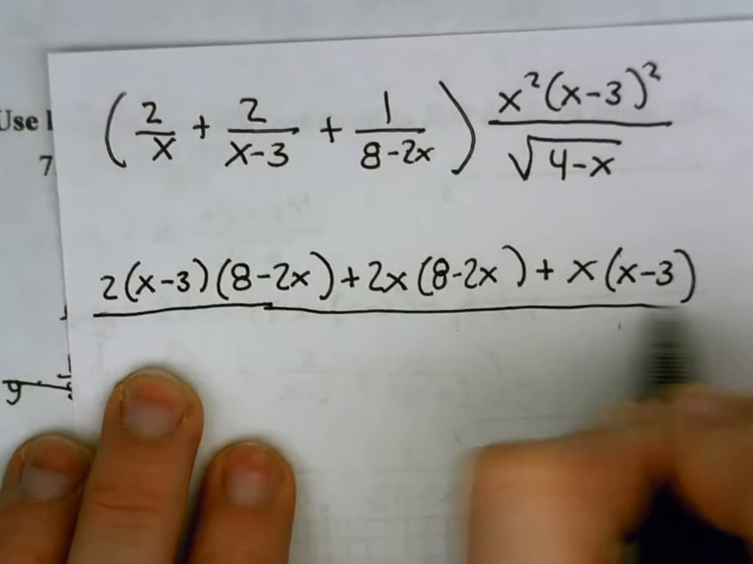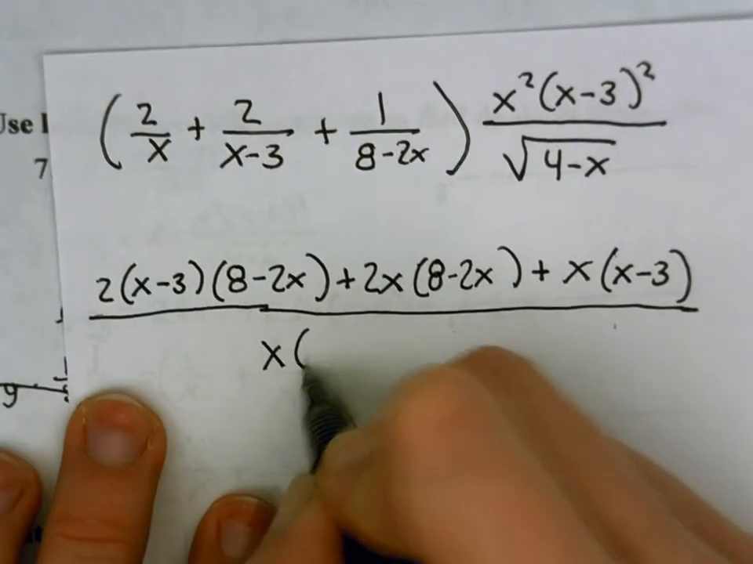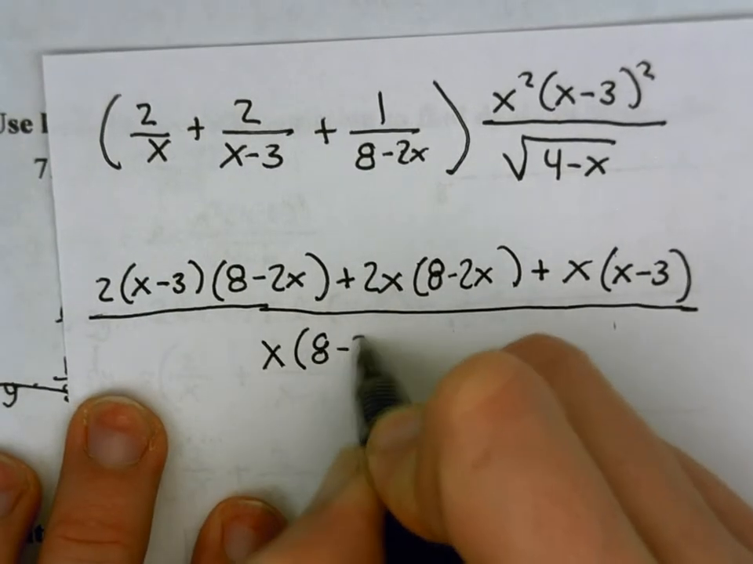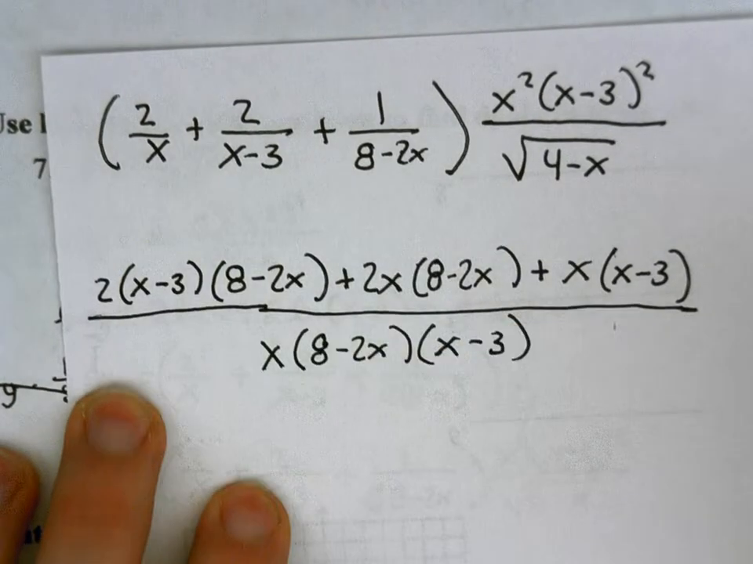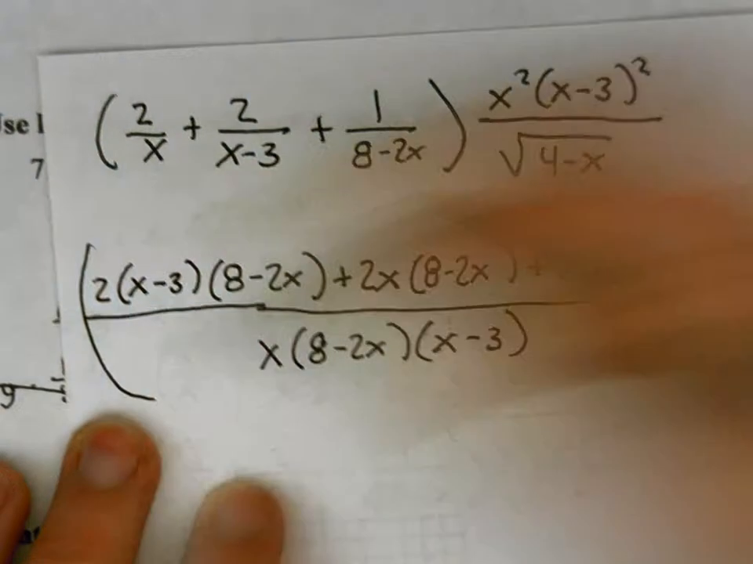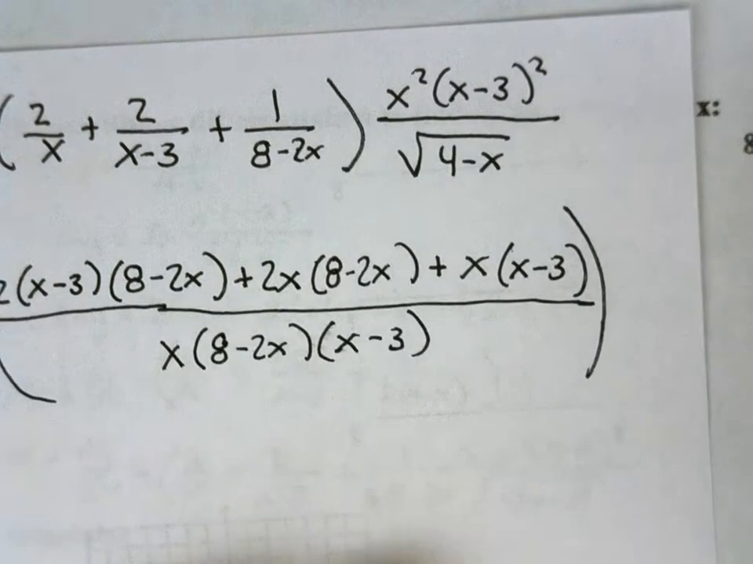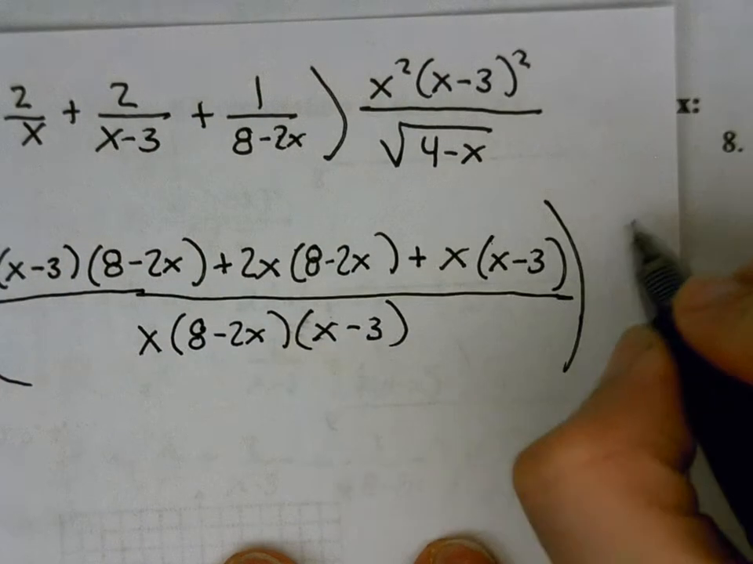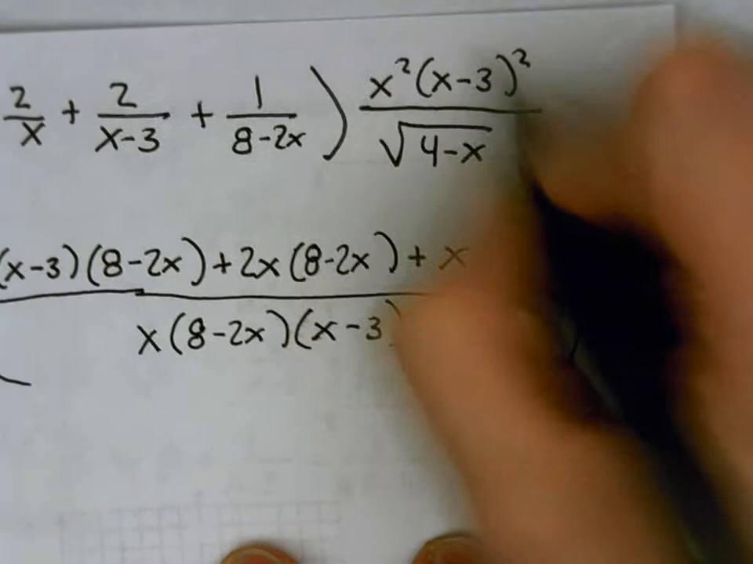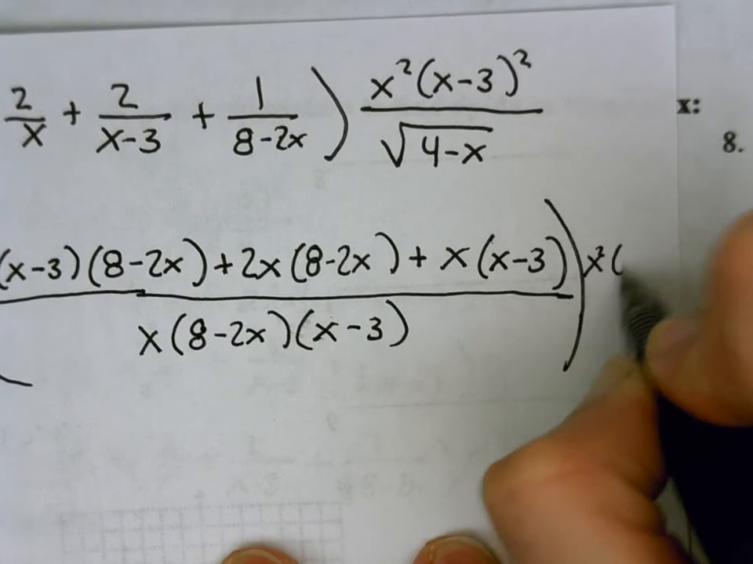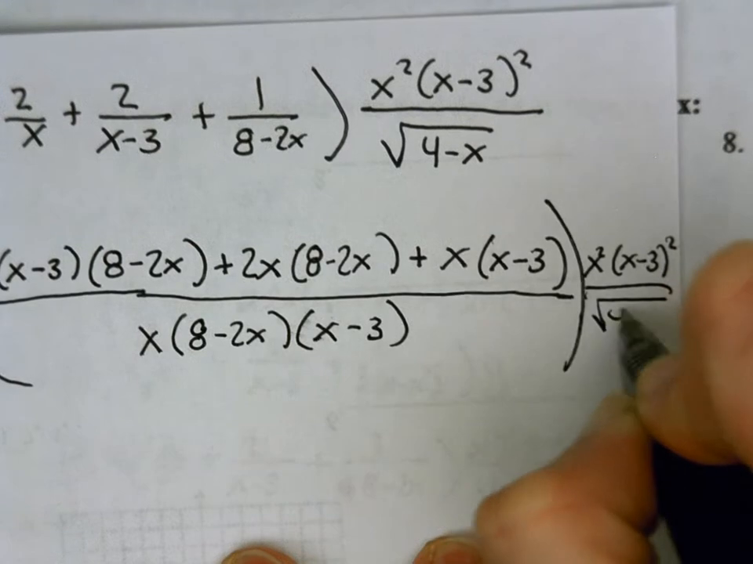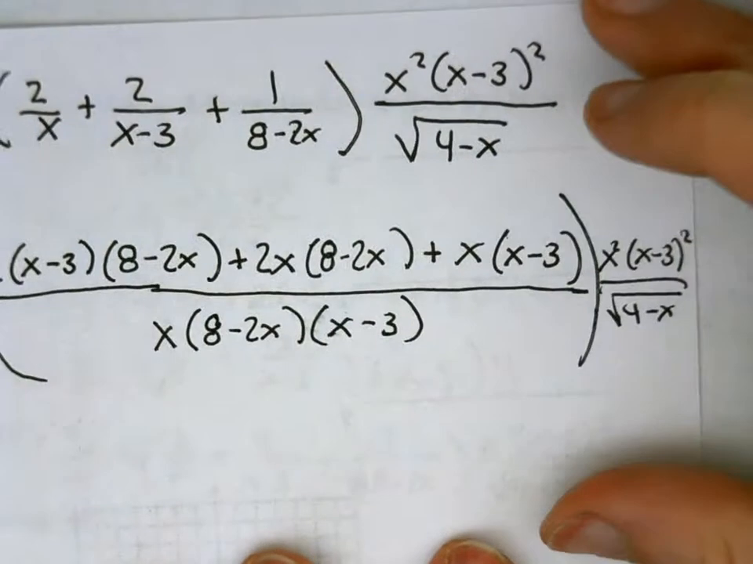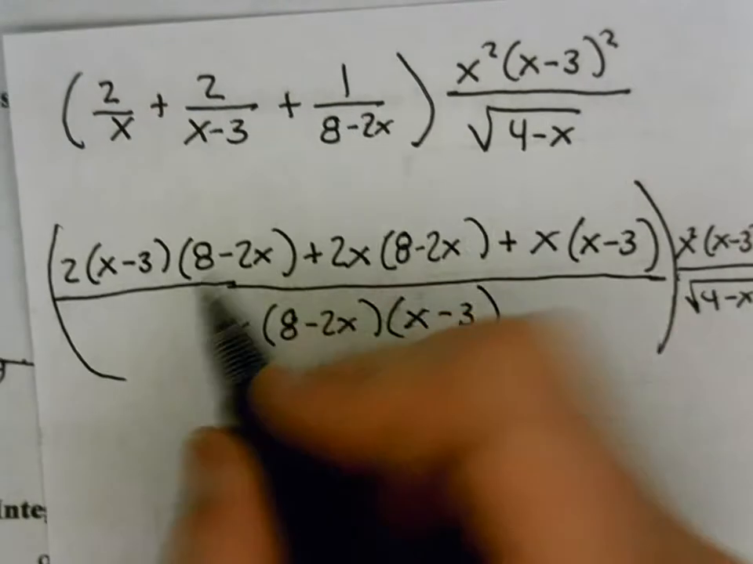So now we have that common denominator of x, 8 minus 2x, and x minus 3. And all of that, of course, is still being multiplied by our y here. And I'm running a little bit out of room, but it's this function, x squared, x minus 3 quantity squared over square root 4 minus x. Okay, so we're going to go ahead and distribute and combine like terms.